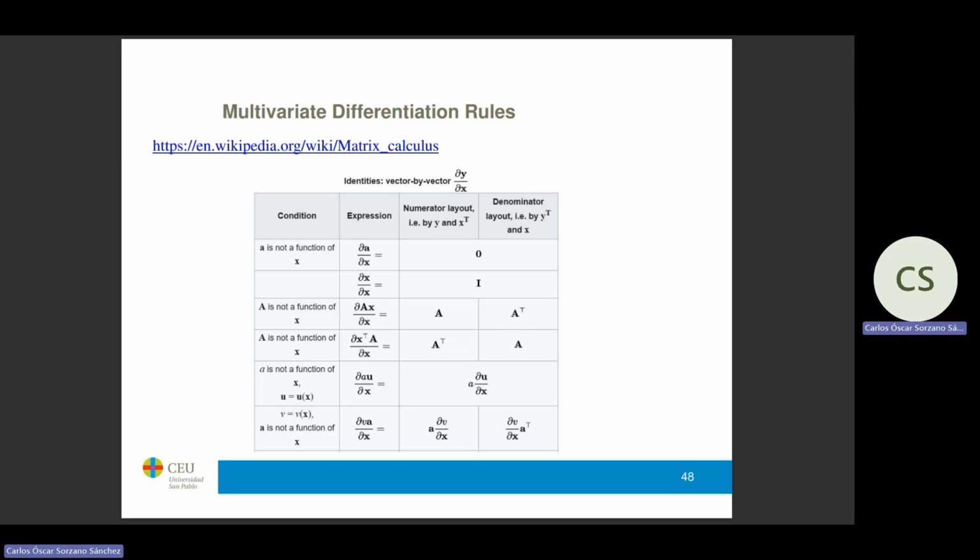The derivative of x with respect to x in the scalar case is 1. For vectors it is the identity matrix. And the derivative of Ax with respect to x is A or A transpose.